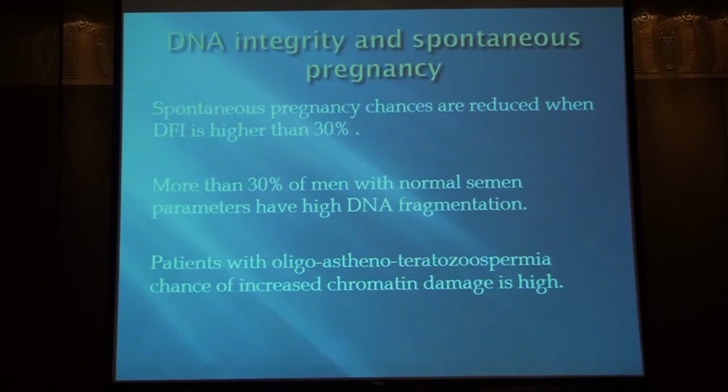DNA integrity and spontaneous pregnancy. Spontaneous pregnancy chances are reduced when the DNA fragmentation index is higher than 30%. More than 30% of men, that's a very important point, more than 30% of men with normal semen parameters will have a high DNA fragmentation. Of course, also in patients with oligoasthenoteratospermia, the chance of increased chromatin damage is high.